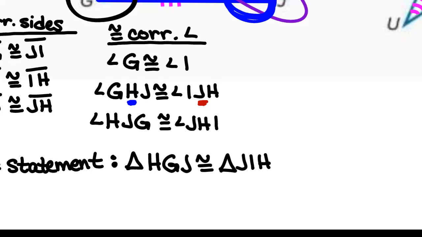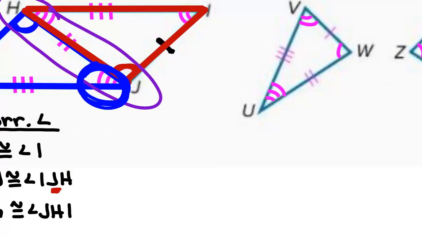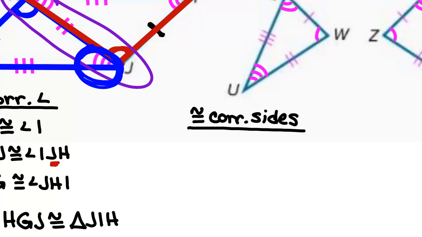Number 2, these triangles aren't touching at all, so I'm going to be able to name all of the angles with just one letter. I don't have to worry about 3-letter names. Let's do our corresponding sides first. Congruent, corresponding sides. Give me one pair of sides that is congruent.